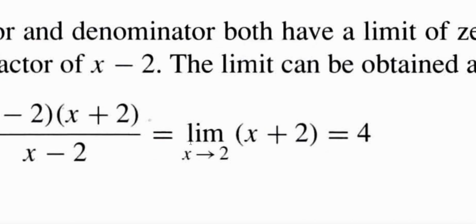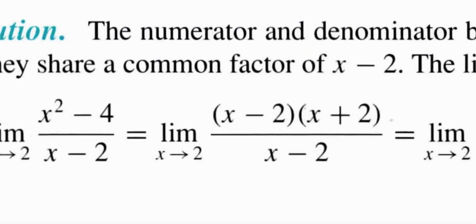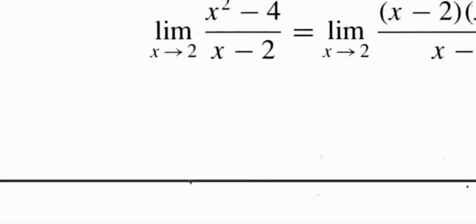Now remember, this is the limit as x goes to 2. And so while 2 is a hole, I'm just approaching 2. And so the limit here is going to be 4. And so here, factoring saves the day.